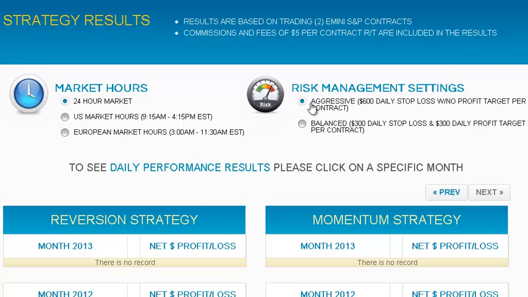It says we have two different settings, an aggressive and balanced. The aggressive setting basically says we have a $600 daily stop loss with no profit target per contract. Again, the operative word here is daily. That means the stop that we're saying is $600 total per day per contract on a cumulative basis. So what are we saying?